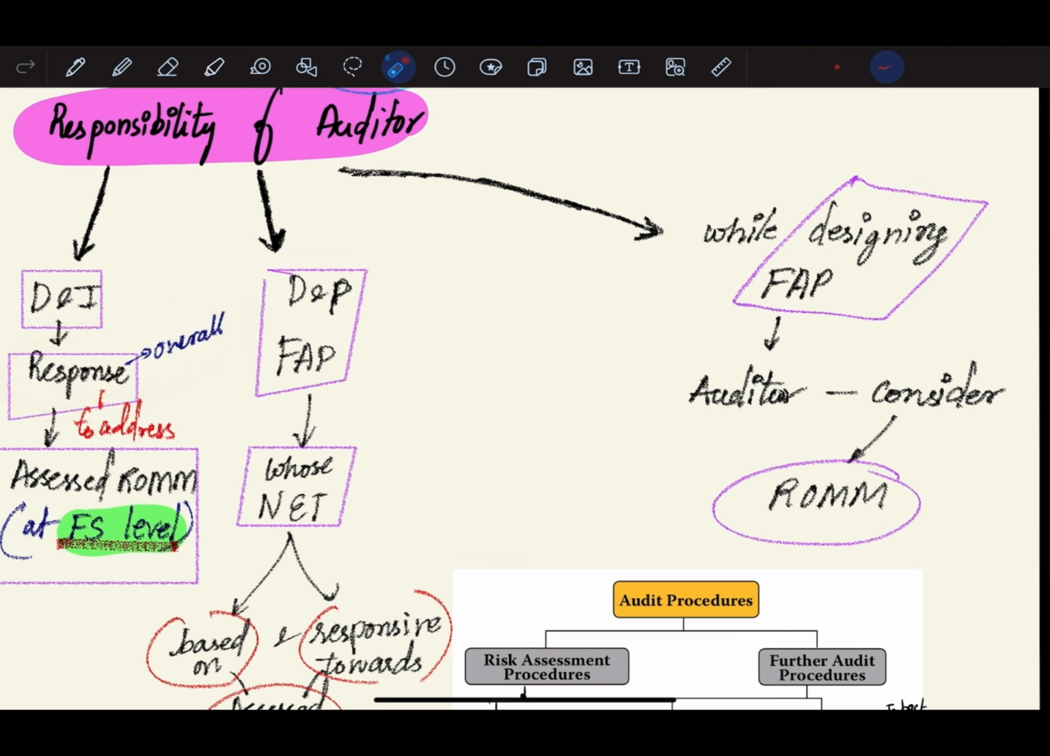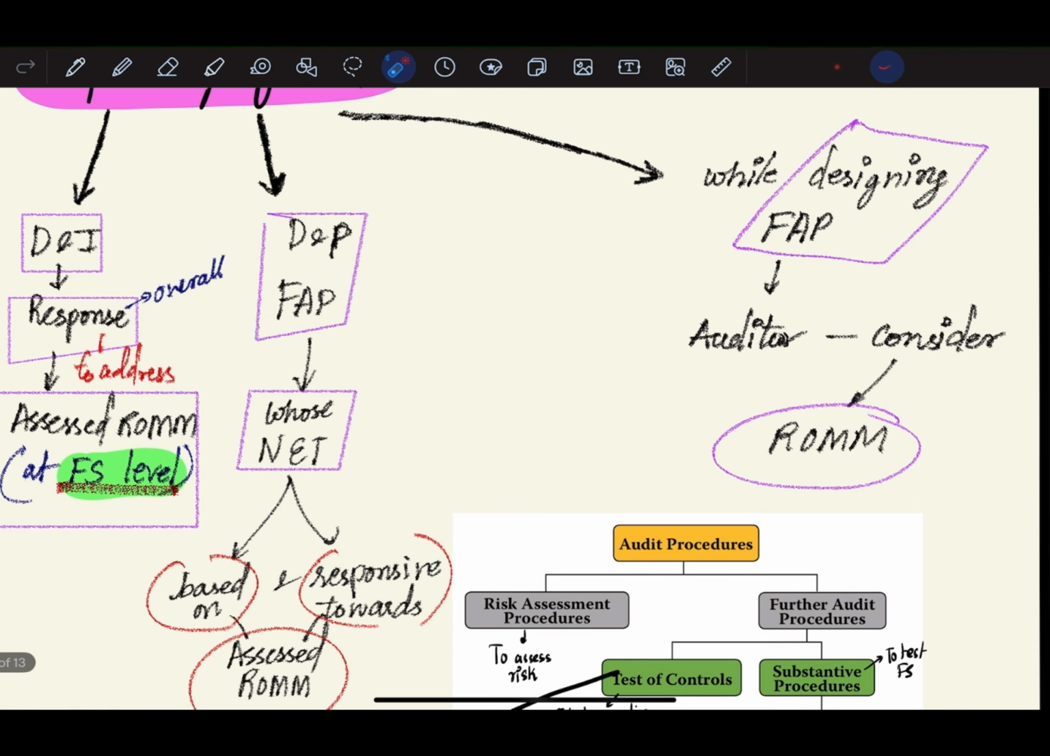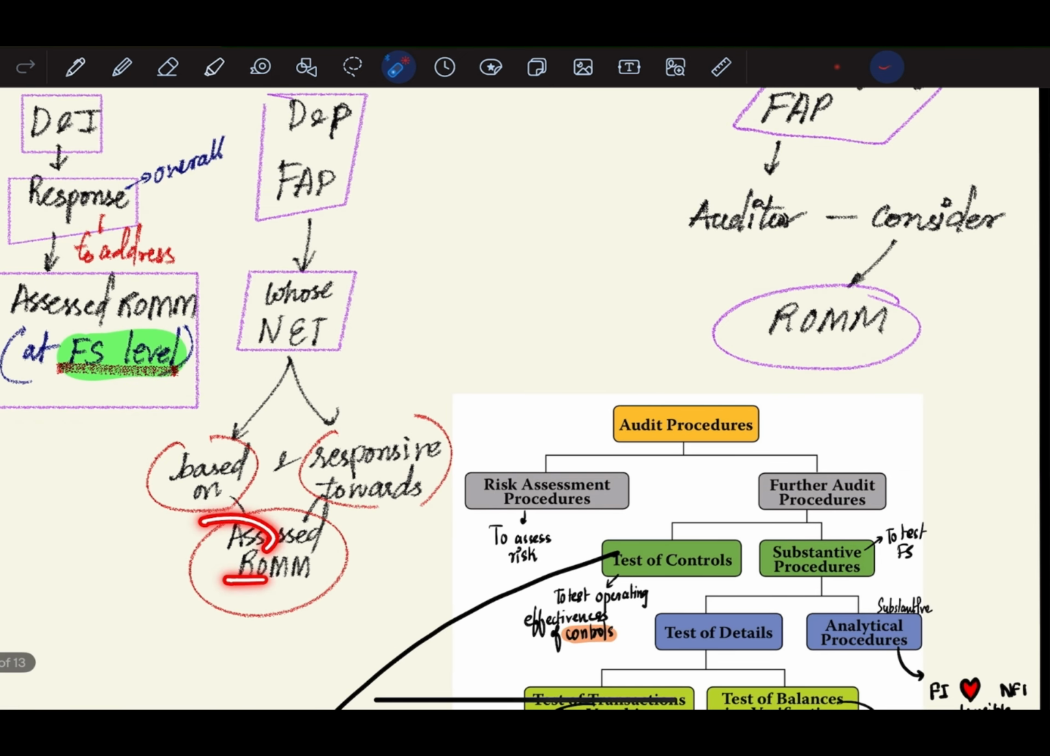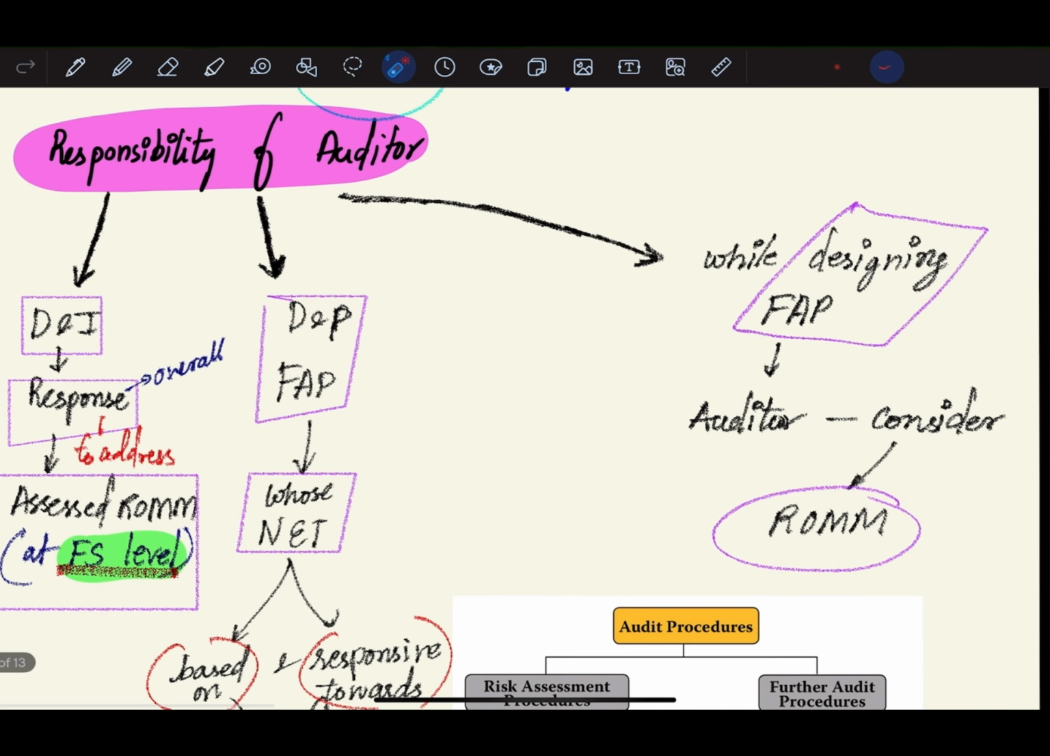The next objective of the auditor is to design and perform further audit procedures whose nature, extent and timing are based on, and responsive towards, the assessed risk of material misstatement at the assertion level. So this is the second objective. What is the third objective? The third objective is that while the auditor is designing further audit procedures, he should consider the risk of material misstatement. So basically he has three objectives.